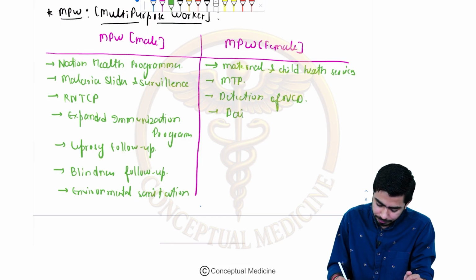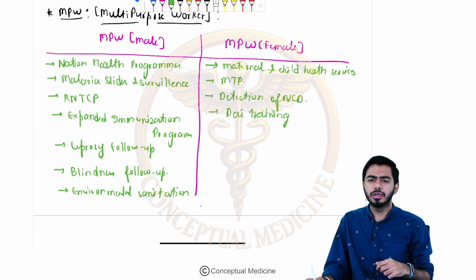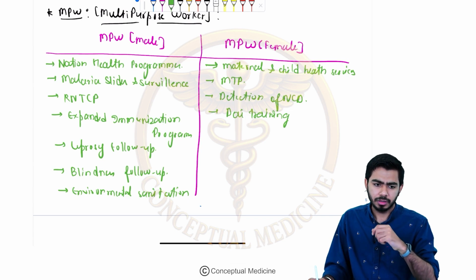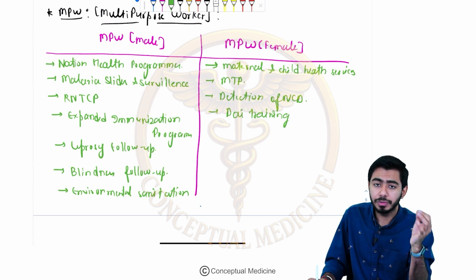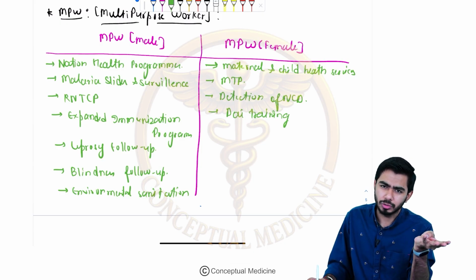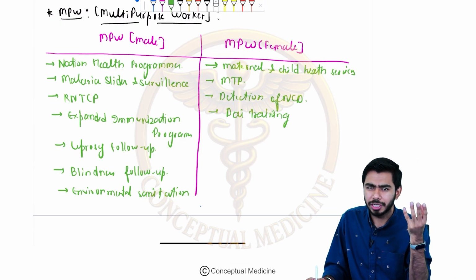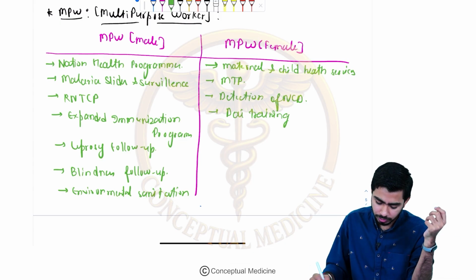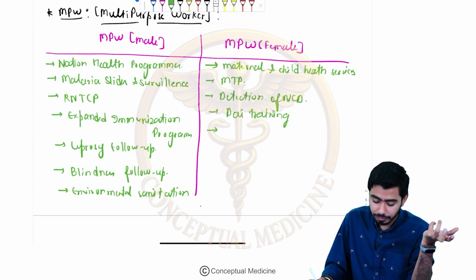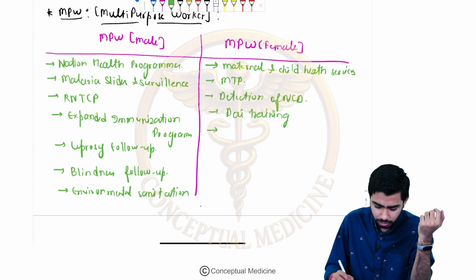training of the DAI training. DAI means they are working where home-based delivery is happening, okay. Usually the DAI role is over there, right. So they are trying to execute the delivery over there, right. Okay, so that training should be given by the multi-purpose worker female actually, right.